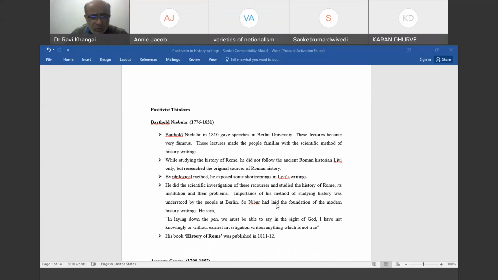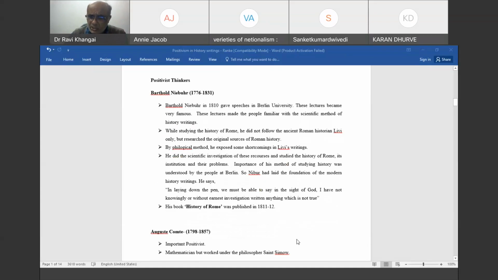By studying this History of Rome, Barthold Niebuhr concluded that Livy had not made a scientific investigation of the resources available to him. He had written just whatever he heard or thought. So he pointed out a lot of defects in Livy's book. He is considered an early pioneer of the positivist way of thinking, where you try to investigate everything that is written. Later, his book was published, also titled History of Rome, in 1811-12.